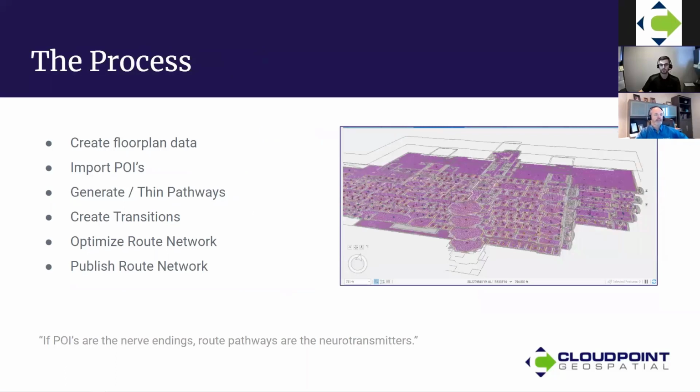So what's involved with going through the process of creating these route networks? For one, you have to have some floor plan data, floor plan data for indoors. Again, there's an ArcGIS Indoors information model. That's a very important concept of the Indoors solution.